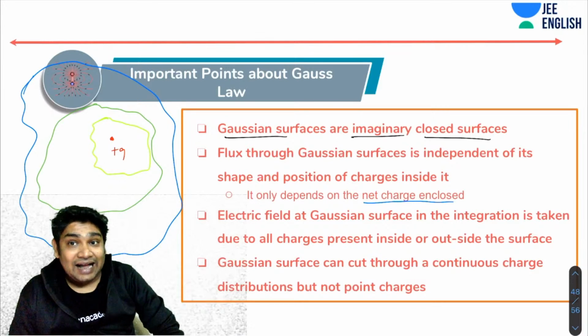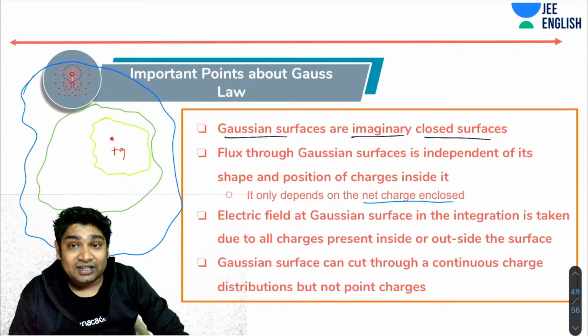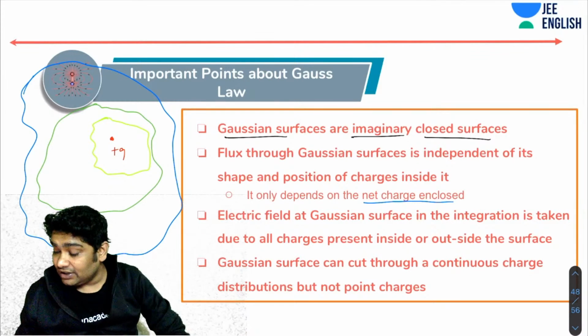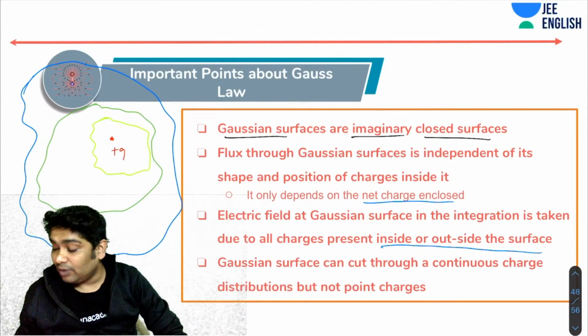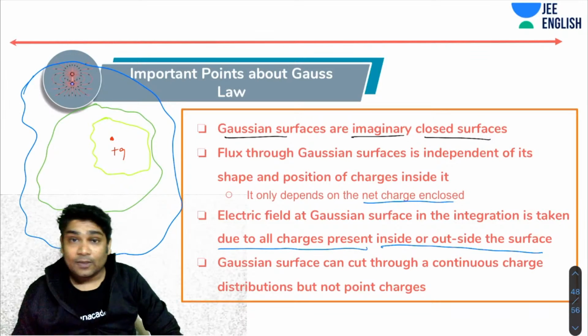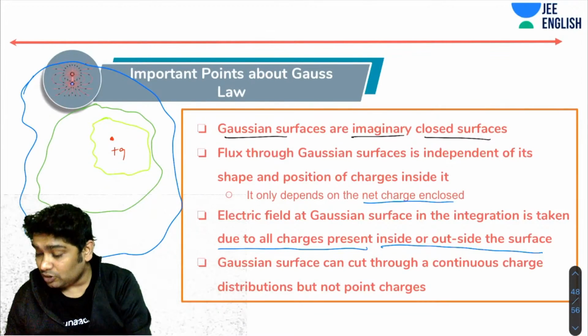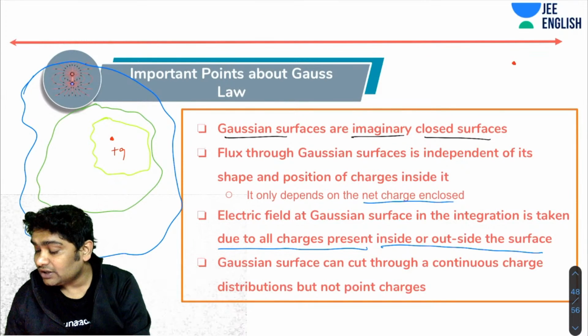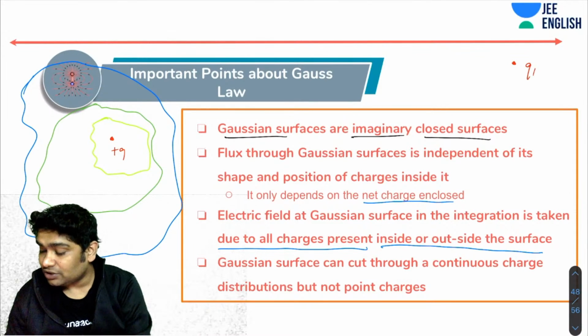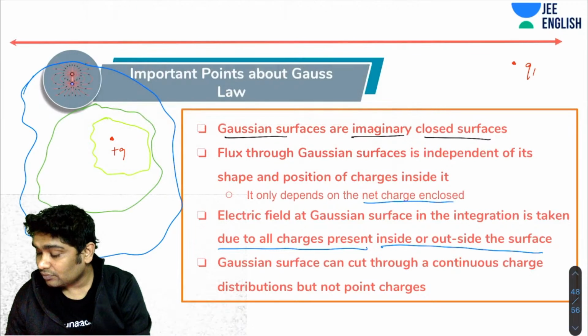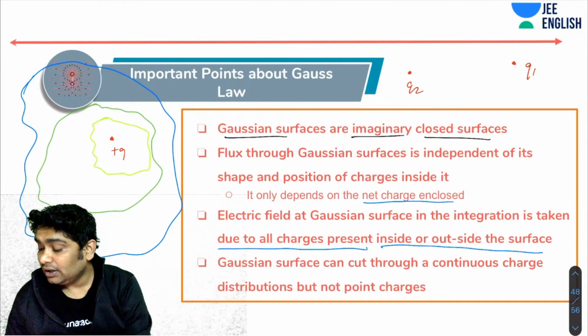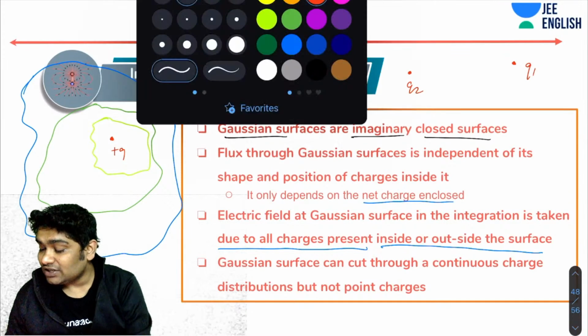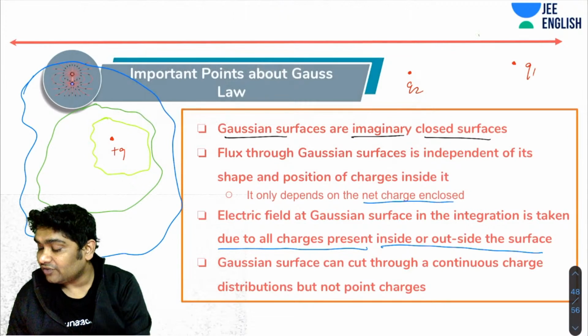Now, the electric field at the Gaussian surface in the integration is taken as the net E due to all charges, whether present inside or outside. This is one thing about which a lot of students are confused. Please don't be. So suppose you have a charge here, let's say plus Q1, and here a plus Q2, and you took a Gaussian surface like this.